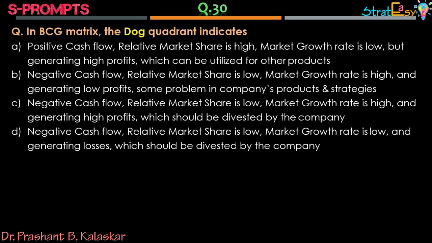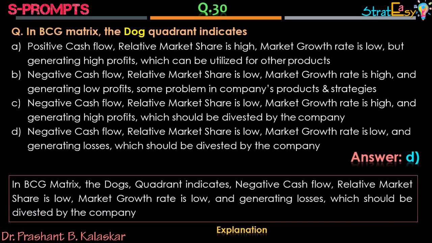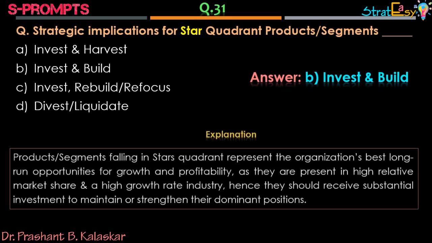Question number 30. In BCG matrix, the dog quadrant indicates, and the right answer is option D. In BCG matrix, the dog quadrant indicates negative cash flow, relative market share is low, market growth rate is low, and generating losses, which should be divested by the company. Question number 31. The strategic implications for star quadrant products or segments will be dash. So the right answer is option B, invest and build.